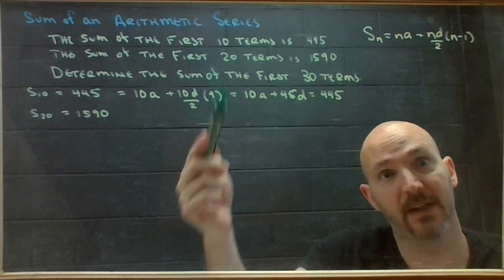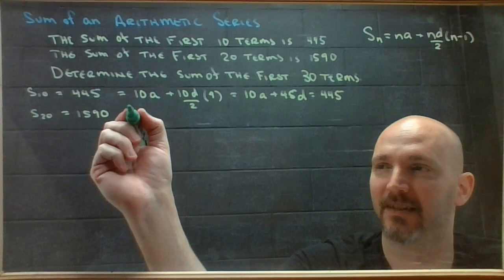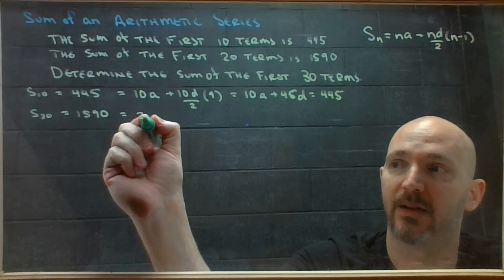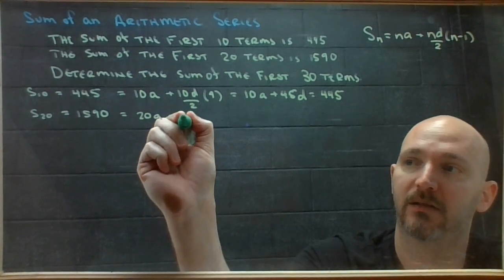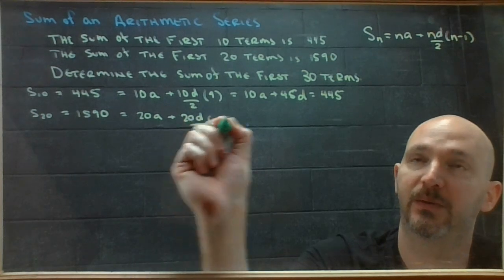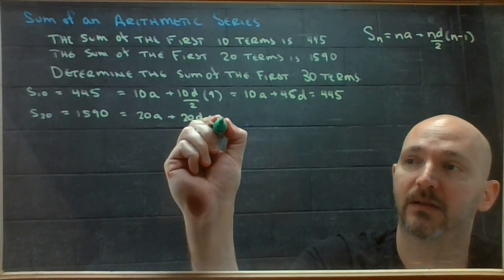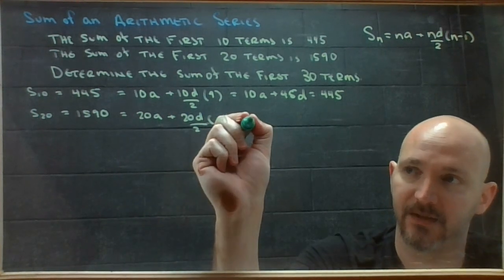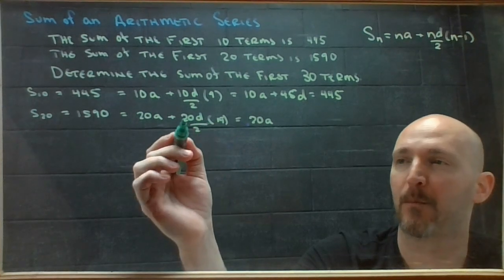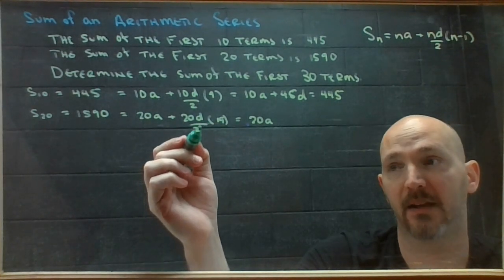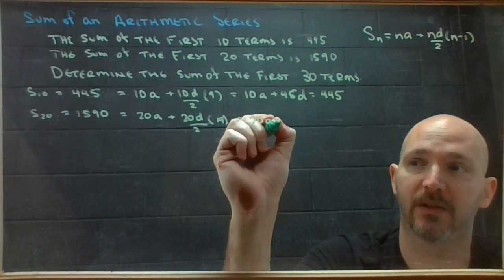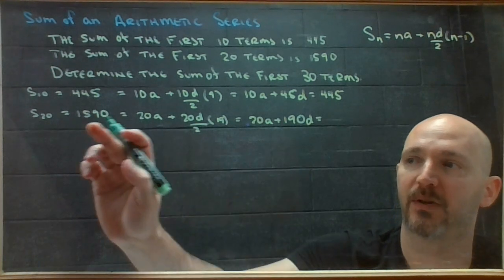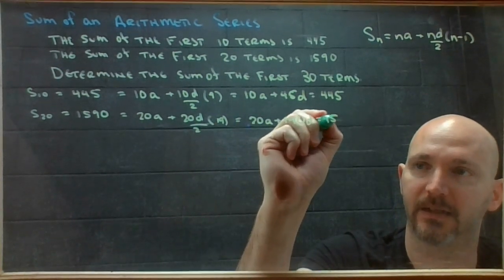So I'm going to try the other term. Maybe that will be different. 20 goes in for n, so I have 20a, 20d over 2, and 20 subtract 1 is 19. That'll shorten up as 20a's. 20 divided by 2 is 10, and 10 multiplied by 19 is 190 times the difference. And just to remind everyone, that added up to 1,590.